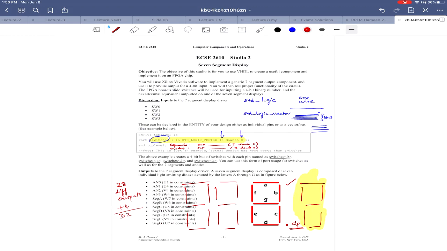So if you look at the XDC file of the Basys 3 board, you will not see 28 different outputs. You will only see 7 of them, and then you will have 4 for the anodes. That's it. Next question here is, how would we tell it to set the first anode to be 5 and the second to be 4, for example?